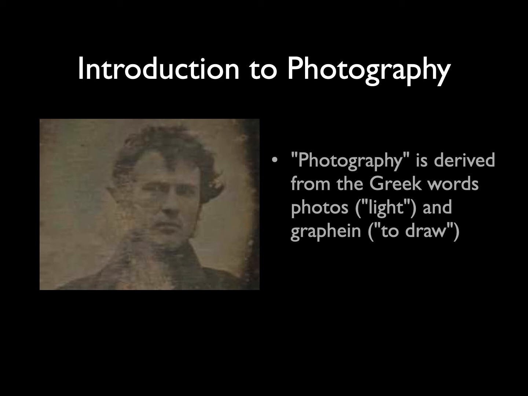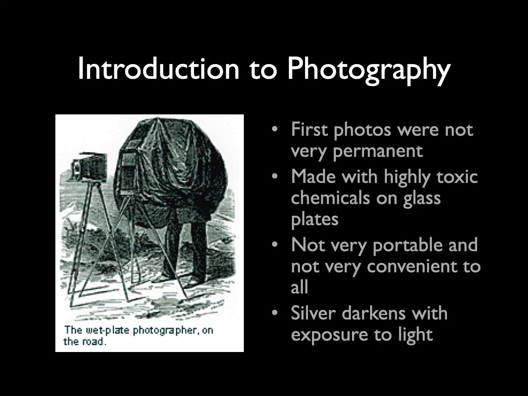So the word photography is derived from two Greek words, photos, which means light, and graphene, which means to draw. So we are literally drawing with light. So the first photos were not very permanent. They were made with highly toxic chemicals on glass plates, and they were just not a very stable kind of photo. The technique was also not a very portable way to shoot photos.